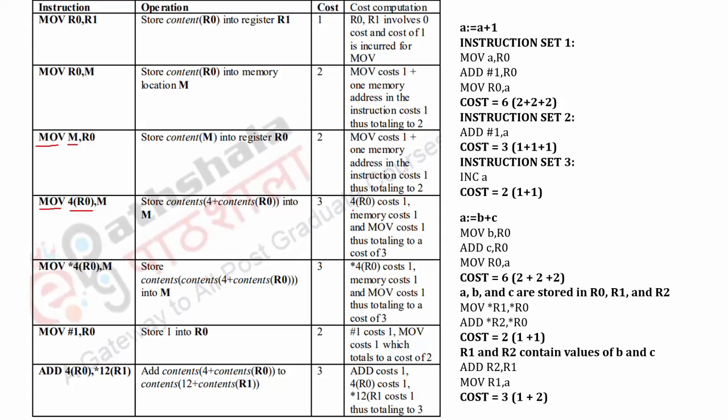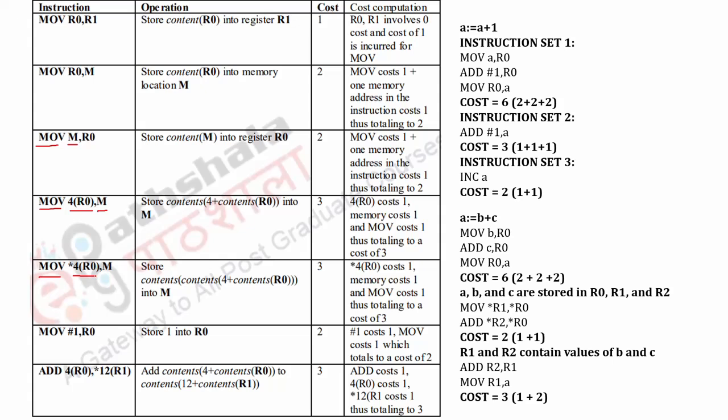So 4 of R0 costs 1. That 4 is a constant, and R0 is the register, and then again the memory will cost 1, and other than that the move instruction will also cost 1. So the total cost of this particular instruction will be 3.